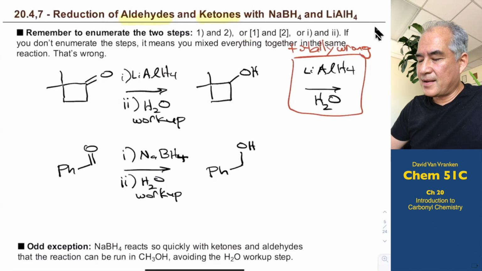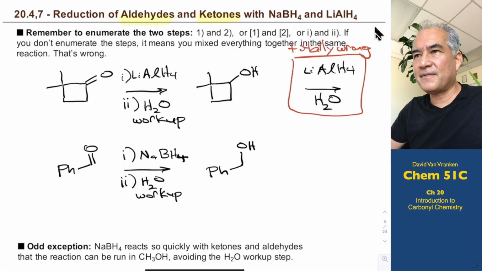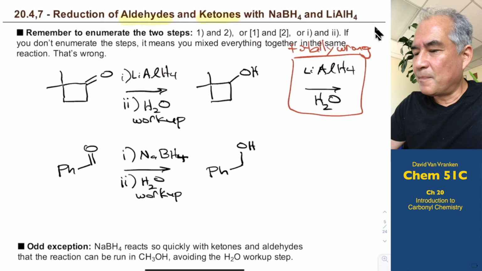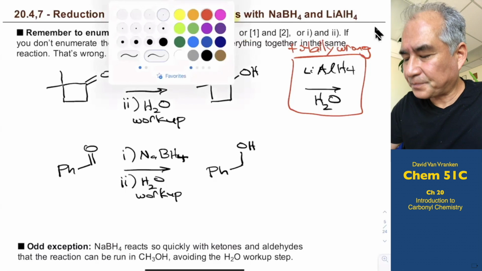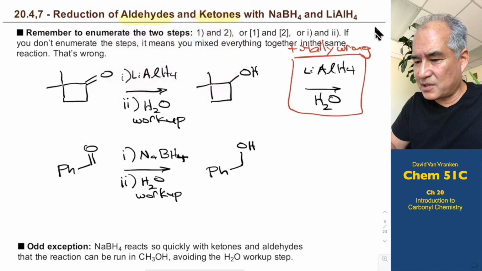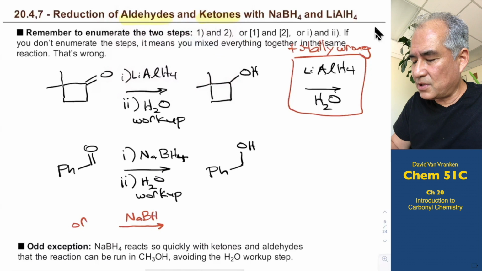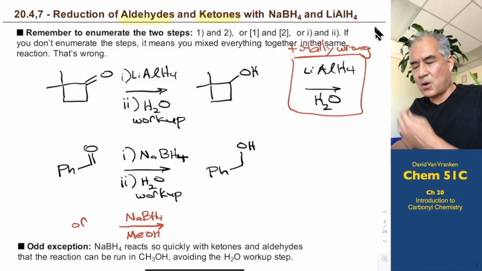Now, it just so happens that sodium borohydride, and you couldn't possibly have intuited this, is so much less reactive than lithium aluminum hydride. There's a special secret set of conditions that you can use when you use sodium borohydride. And that is this special instance. If you're reducing aldehydes and ketones, you can use sodium borohydride in methanol. I'll write it MeOH, or you could write it CH3OH.